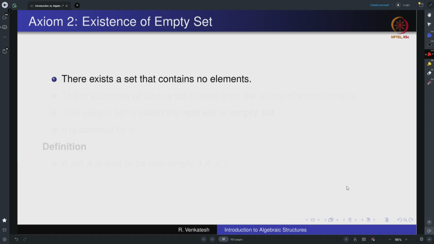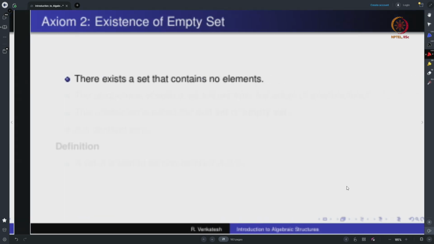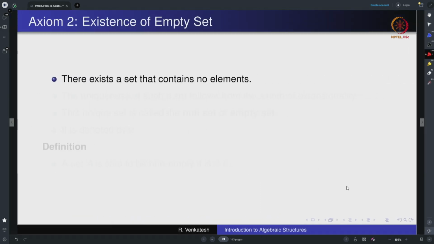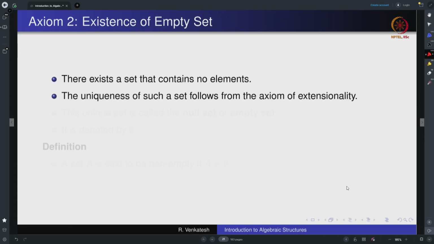Now, what is the second axiom? The second axiom is about the existence of the empty set, and since we can't prove the existence of the empty set, we keep that as part of the axioms. What does it mean? It means you declare that there is a set that contains no elements. And if you think about it, the uniqueness of such a set follows from the axiom of extensionality.